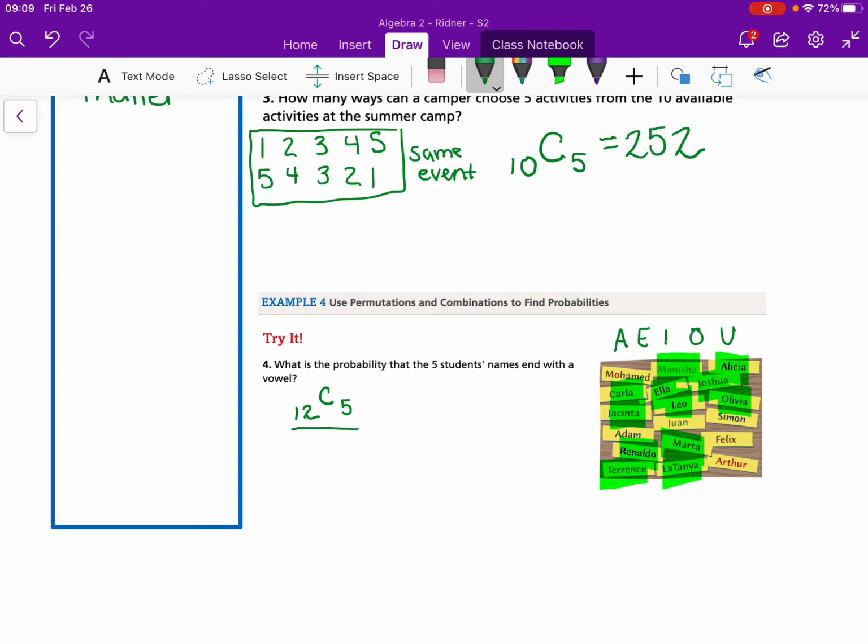But for our probability, we want to think about how many students are there total. So I count those students up. There's 18 students total, and I'm going to choose 5 of them. So for time's sake, because the video is getting a little longer, I would type 12C5 in my calculator and get 792. I would type in 18C5 in my calculator and get 8568. So 8,568.